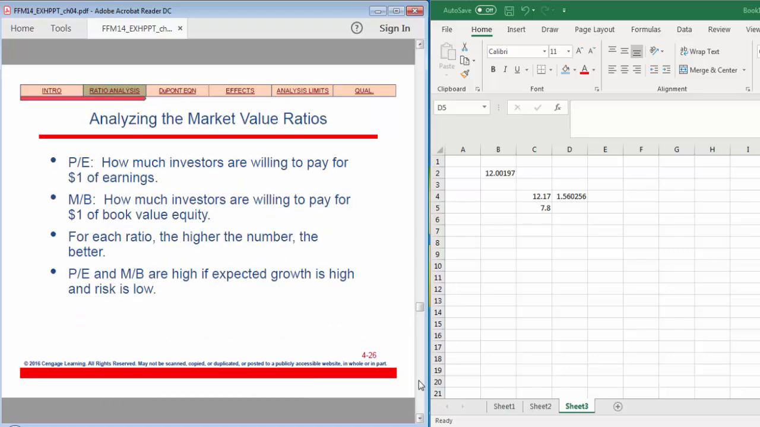So analyzing the market value ratios, price earning: how much investors are willing to pay for every dollar of earning. In this case, it's 12.17 times, which is quite good. Market to book: how much investors are willing to pay for every dollar of book value of equity.